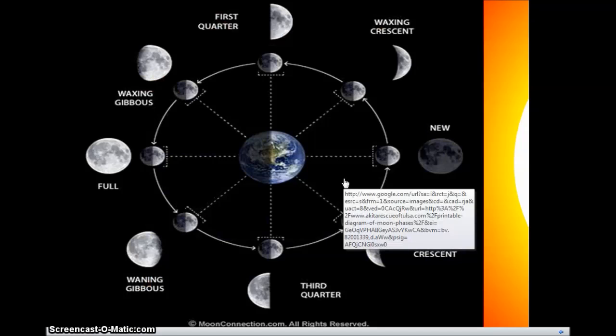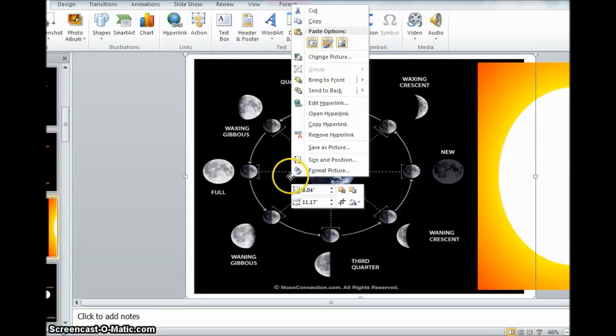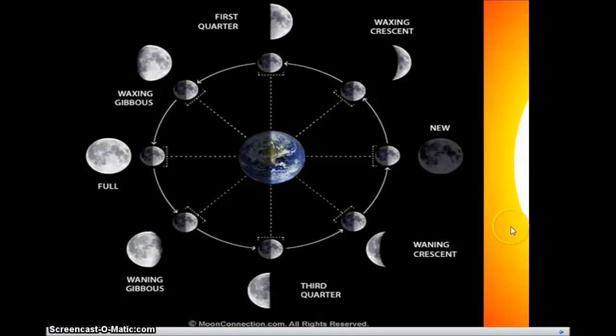So let's take a look at the moon phases once again. Notice that the sun is on the right-hand side of our Earth and moon. Here we are on the Earth. Here's the moon in its 8 different positions as it revolves around the Earth. Notice that half of the moon is always illuminated, but we don't always see the half that's being illuminated.